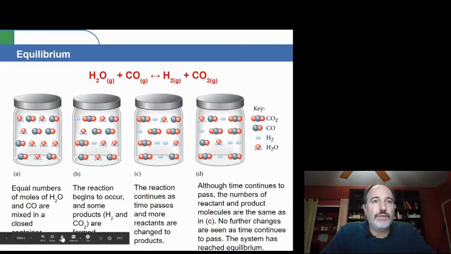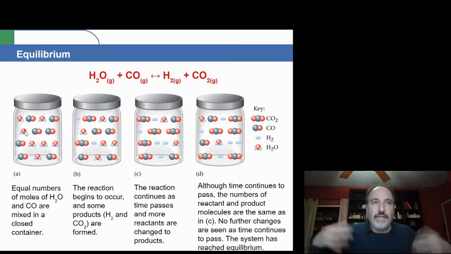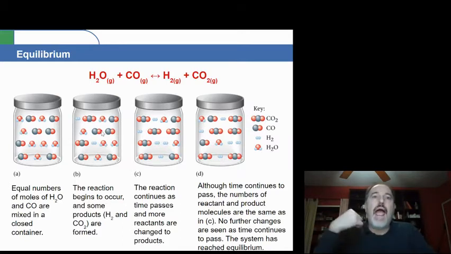Let's get the pointer on here. That's what's going on over here. You have an equal number of water and carbon monoxide molecules. Now they start to react together. Boom, they start the reaction. And some of the products, in this case, the hydrogen and the carbon dioxide, are formed.